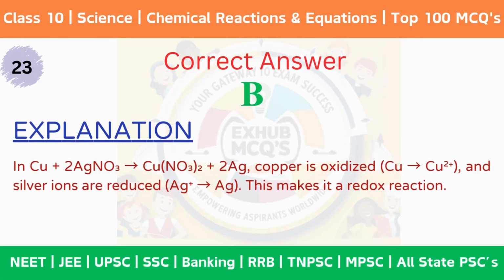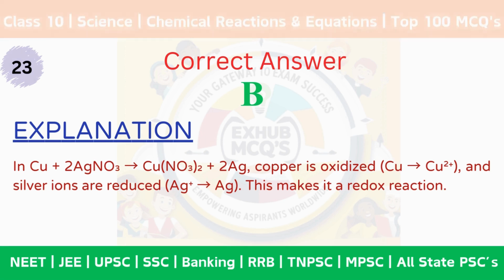The correct answer is option B, copper reacting with silver nitrate to form copper nitrate and silver. Explanation. This is a redox reaction where copper is oxidized to copper ions and silver ions are reduced to metallic silver. Both oxidation and reduction occur simultaneously.